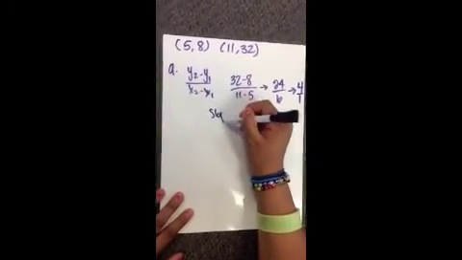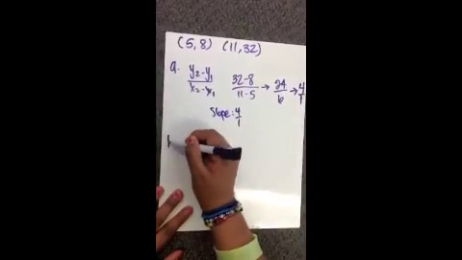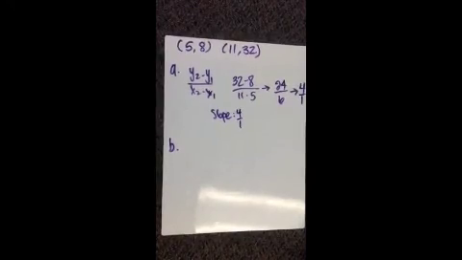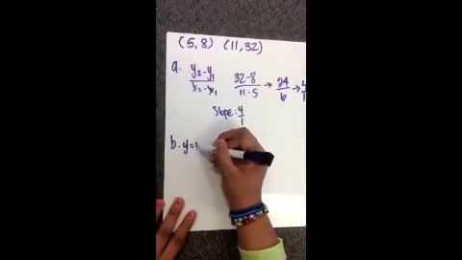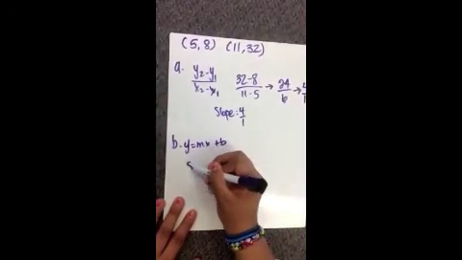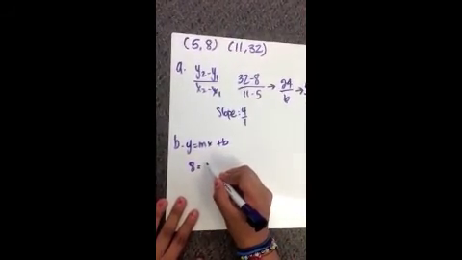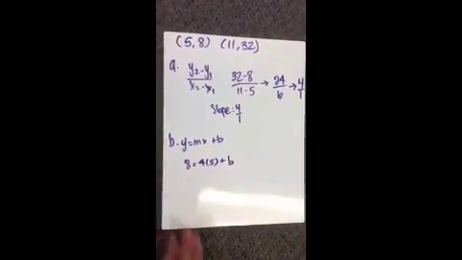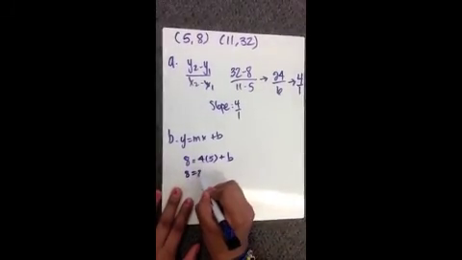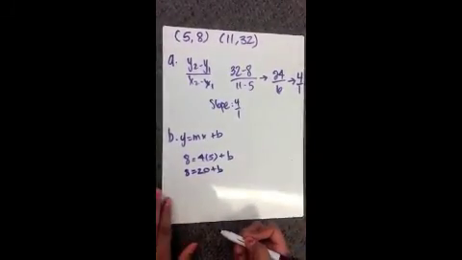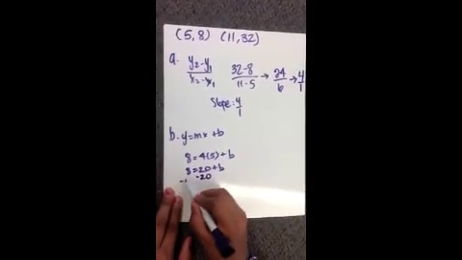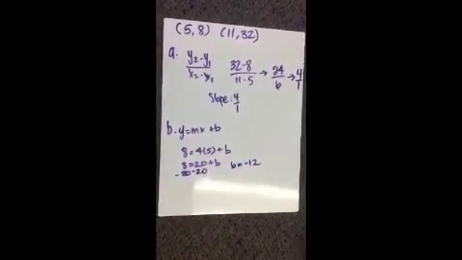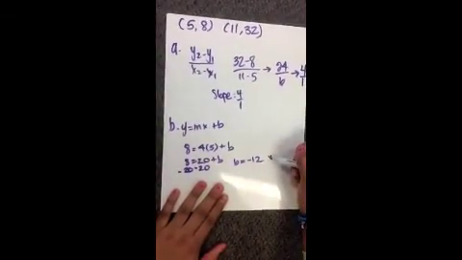B, find the y-intercept. So now we can substitute one of the coordinates and the slope into the equation y equals mx plus b. So in y, you can substitute 8 equals mx, which is 4 times 5, plus b. Simplify, 8 equals 20 plus b. And by subtracting 20 from both sides, you get that b equals negative 12. And since b represents the y-intercept, we now know that negative 12 is the y-intercept.